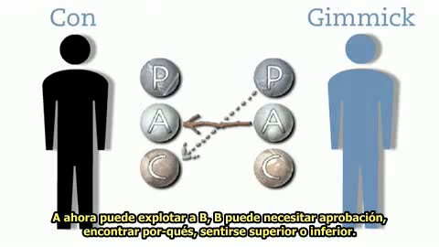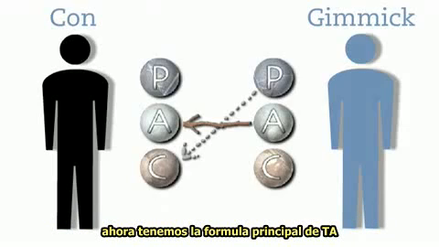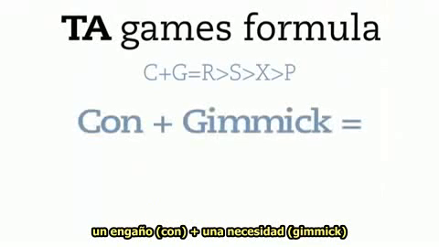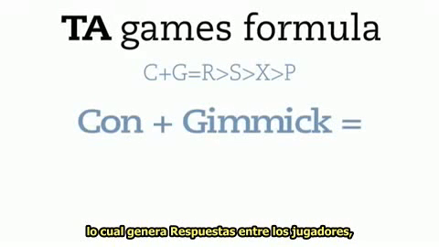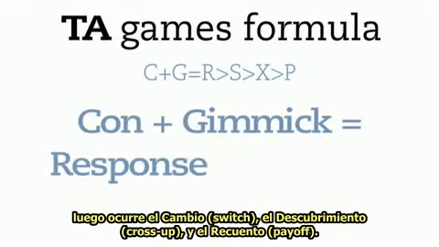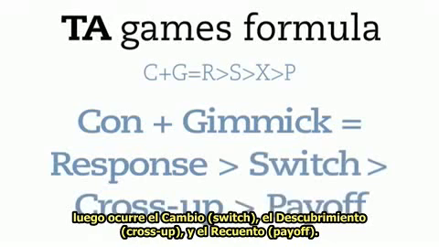even inferior. By the way, we now have all the components of the TA Games formula. A game is defined as a combination of a con plus a gimmick, leading to a series of exchanges or responses between the players, which form the bulk of the game, then finally to a switch, a cross-up, and the payoff.